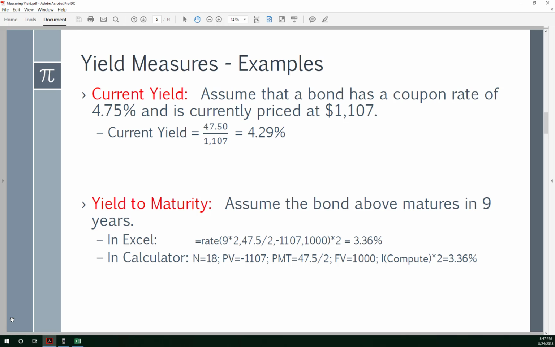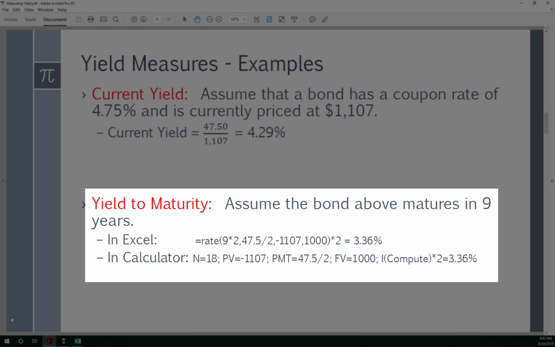The yield to maturity, we're going to assume that the bond above matures in 9 years. So we can figure out what the internal rate of return is based on those assumptions. So let's look at how we would do it in Excel. I'm not going to go to Excel in the interest of time. I would again encourage you to go to Excel and work on this, make sure you get the answers that I'm getting.